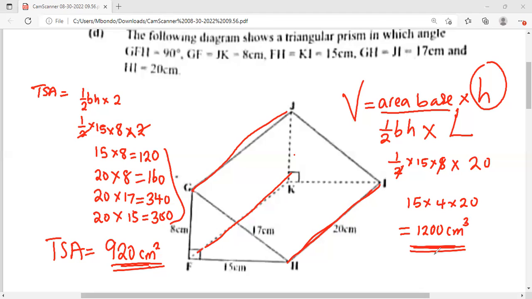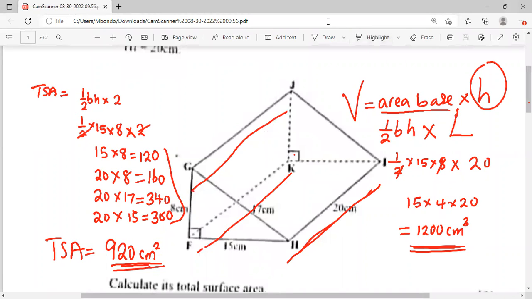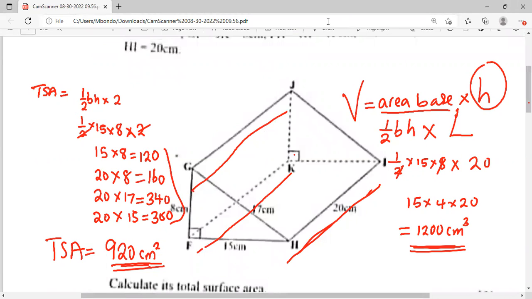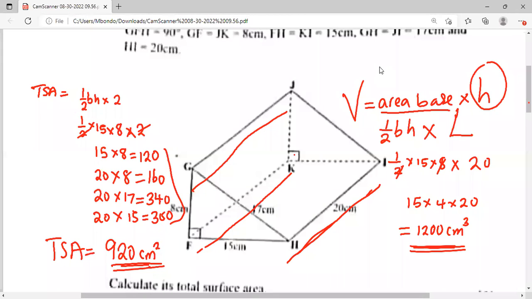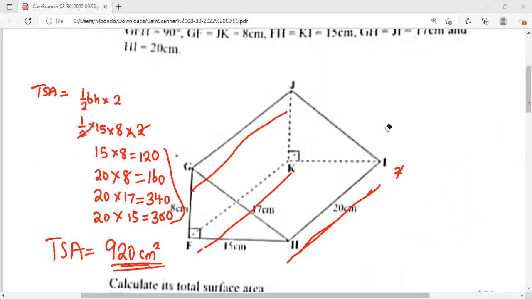I hope you're getting it. It's as simple as that. This is how simple it is. You get that? That's what we're just supposed to do. Do you get it? So that is what is supposed to be our answer.